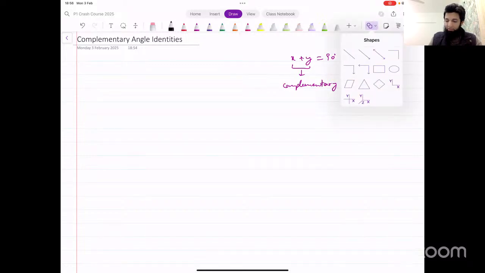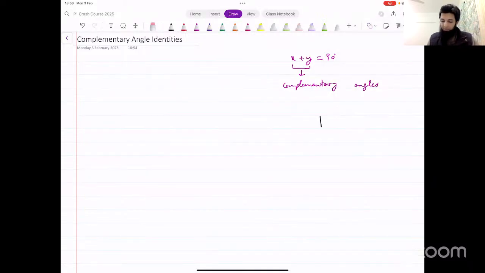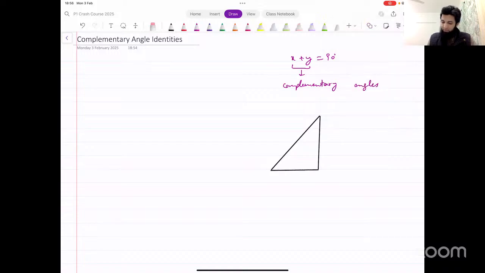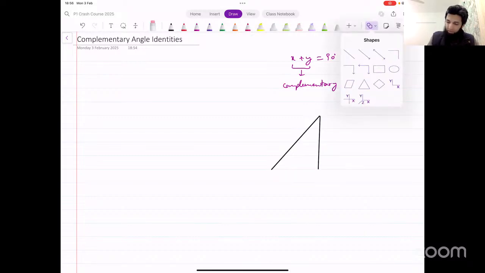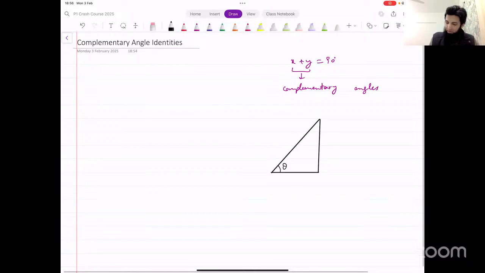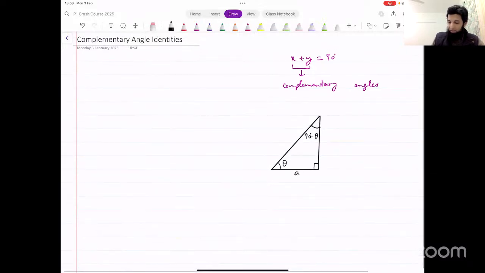Let's understand them using a right angle triangle. So let's say we have a right angle triangle like this. In this triangle, if we say the angle at the bottom is theta, and this is a right angle, then what about the angle on top? What would that be? 90 minus theta. It will be 90 minus theta, right? Let's call these sides something A, B, and C.